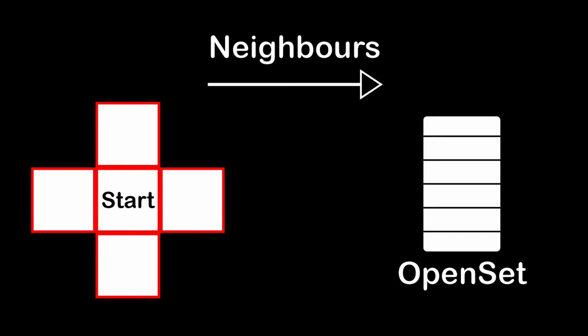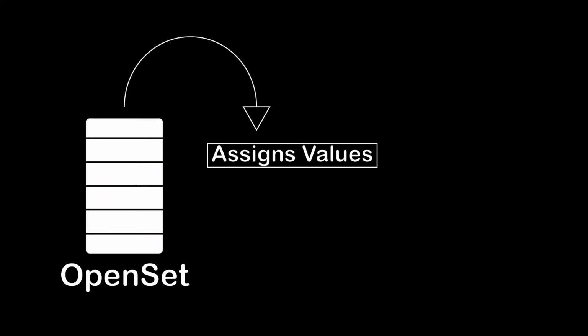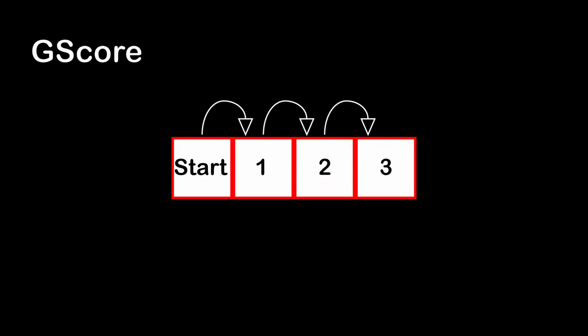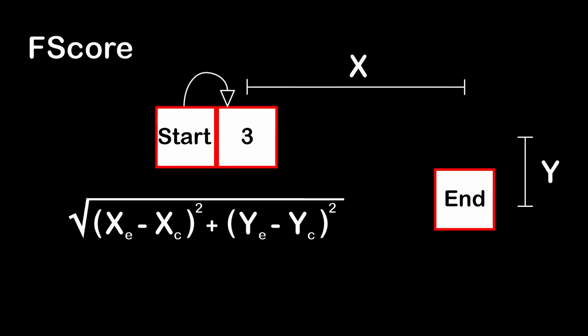Well, it takes the starting tile, and from there it checks all the neighboring tiles and puts them into a list called the open set. Then it picks one tile from the list and assigns it three values: a g-score, an f-score, and a tentative g-score. The g-score is just the cost from the current tile back to the starting tile. So for each tile it has moved from the starting tile, it adds one, the cost of moving through that tile.